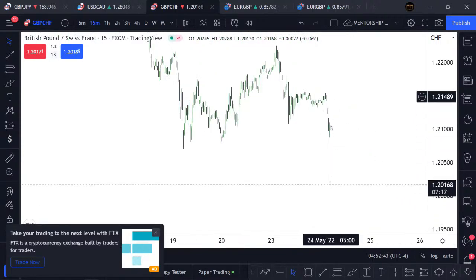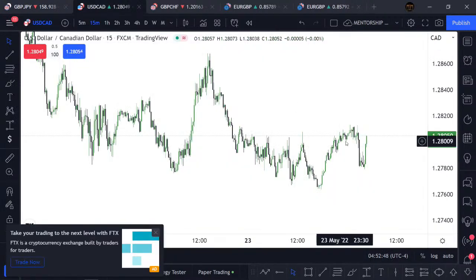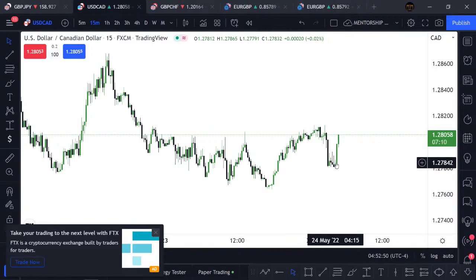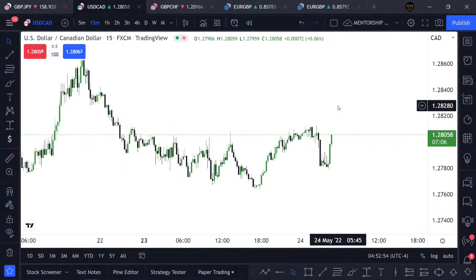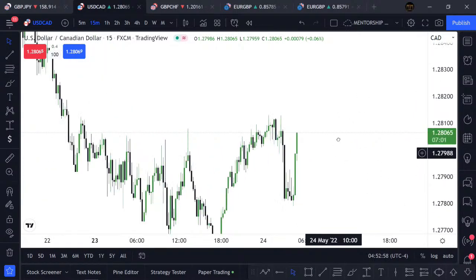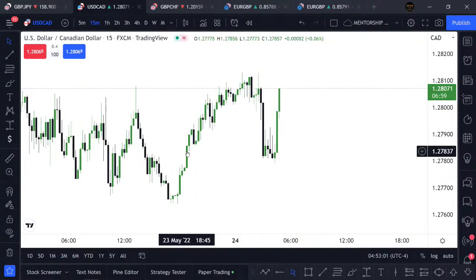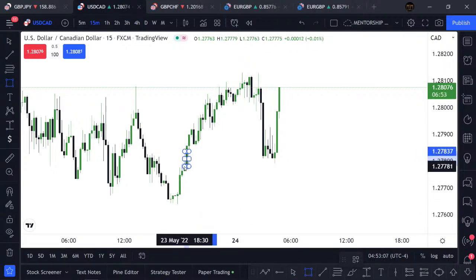The yen as well. So you see the USD CAD is also trying to give us a momentum on a 15-minute chart. Okay, a strong momentum here. And how did it happen? When you look here between this imbalance, we have this imbalance right there.